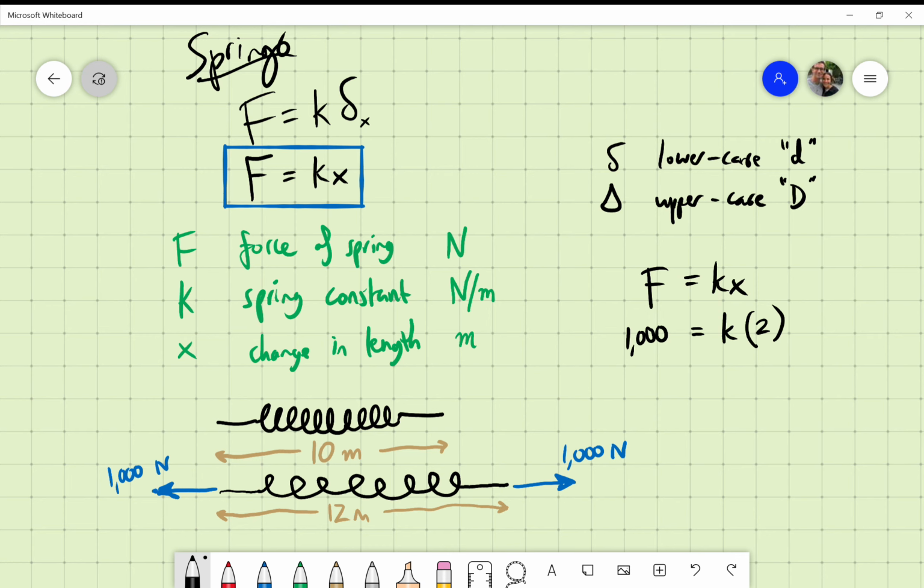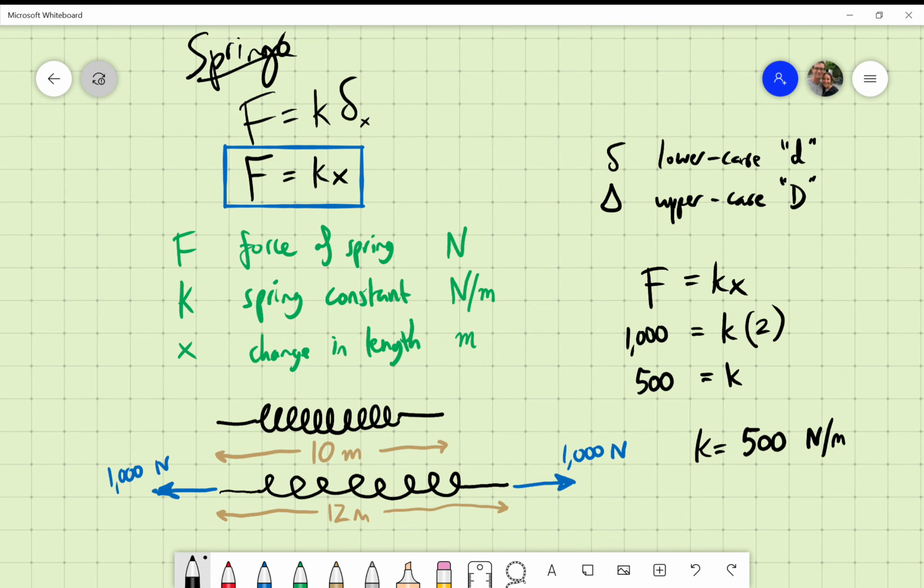Now we do the math here. 1,000 divided by 2 on both sides would give us 500. Okay, so there you go. Just to restate it with units, the spring constant for this particular spring, this one right here in front of us, not all springs, just this one, is 500 newtons per meter.